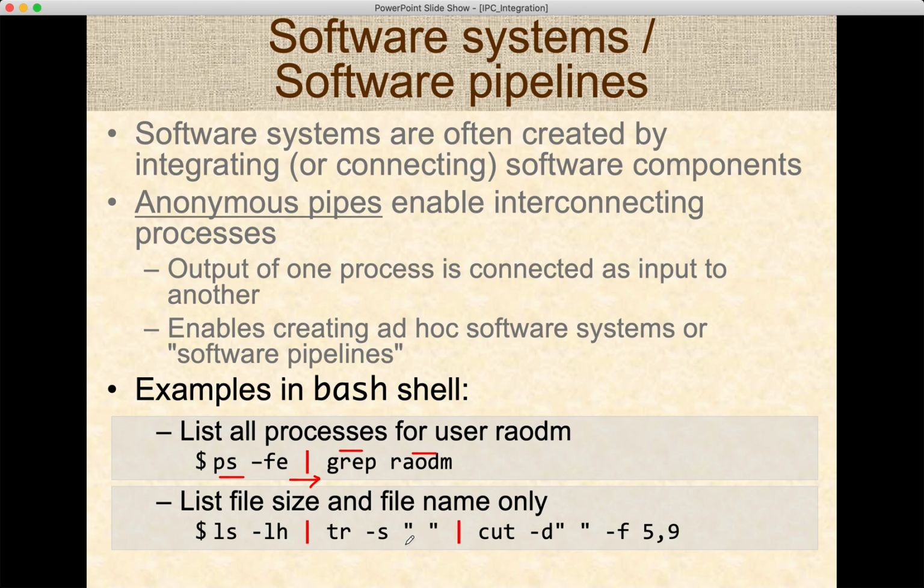Of course, we can connect multiple commands this way, where we can take the output from the ls command, supply it as an input to another command called tr, which removes or squeezes out white spaces, and then take the output from there and give it to the cut command to cut out specific columns of output that we need. And this essentially accomplishes the task of listing the file name and the file size, which is outputted originally by ls, and then we are able to pipe that data to multiple processes to view the results in a more concise form or to get the output that we care for. And these are examples of connecting software components to build ad hoc software systems.